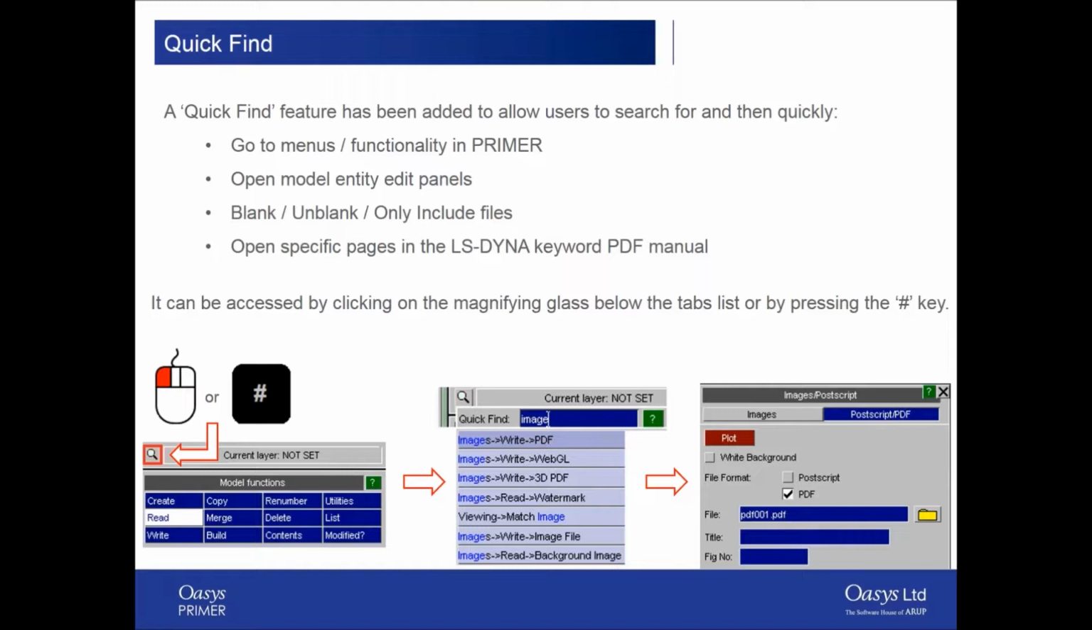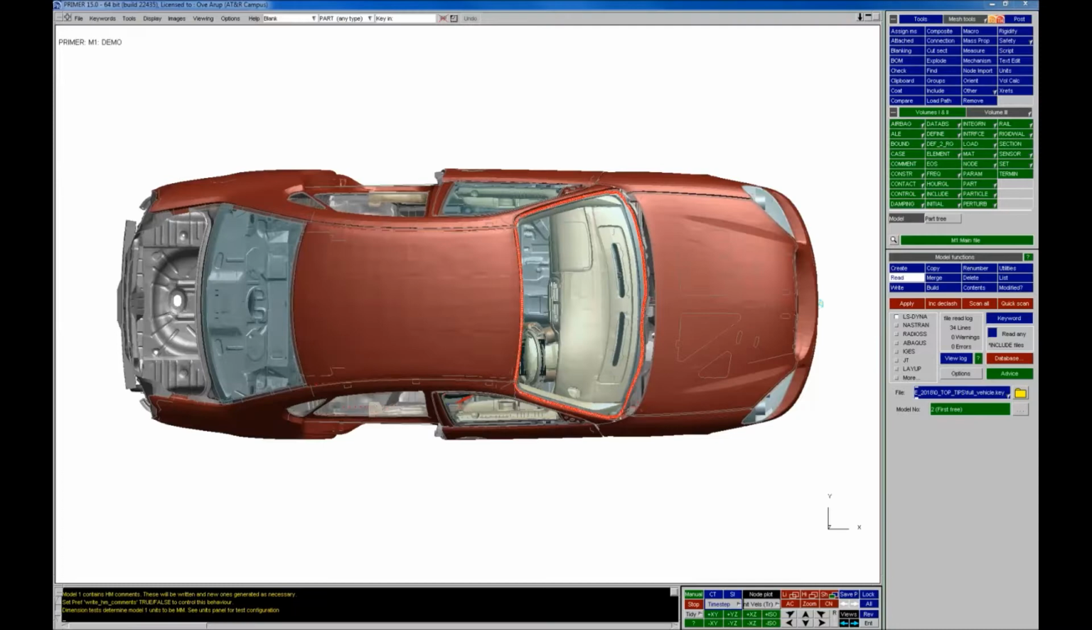So you access this by using a magnifying glass button that's available in Primer, or you can use the hash shortcut key as well. Now I'm just going to demo this. So a lot of my demos are interactive. So if I just bring up Primer, you should be able to see Primer open now. And Quick Find can be found here. So this is the magnifying glass. So if I click on that, I get a box that I can type something in. So let's just type something in.